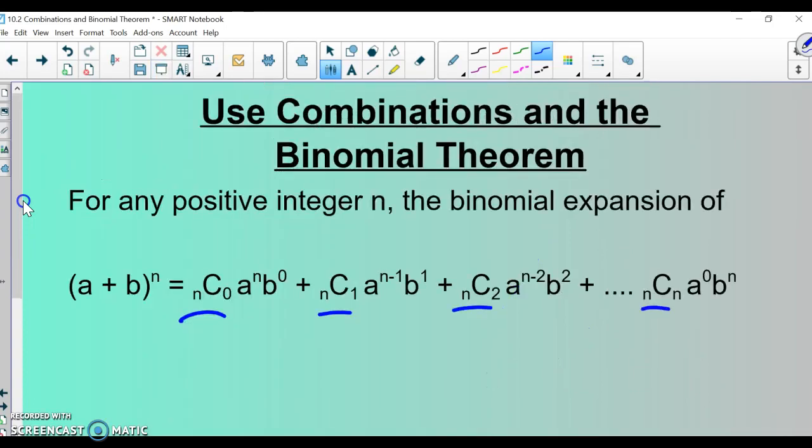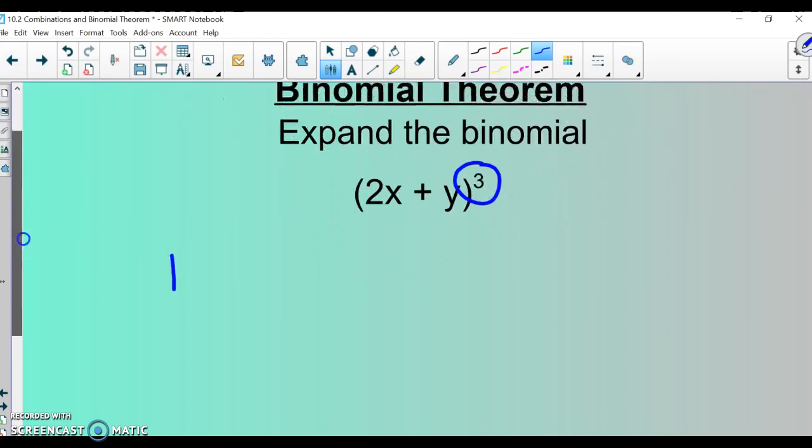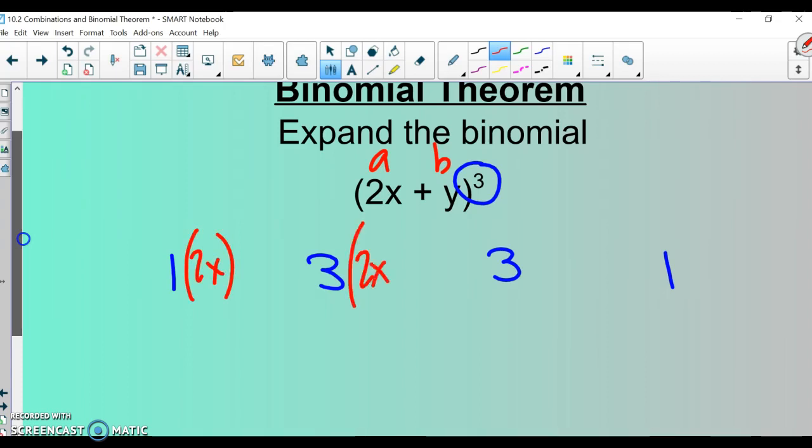So I'm going to go back to my example, which is this guy here, and I'm going to space out the numbers 1, 3, 3, and 1. Now, after each number, I'm going to put, this is my A term, and this is my B term. So I'm going to take A, which is 2x, and I'm going to put that in parentheses after each of the numbers that I just got from Pascal's Triangle. So I have 2x, and then 3, 2x, and then 3, 2x, and then 1, 2x.